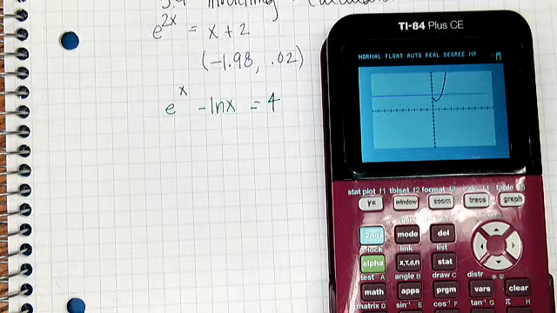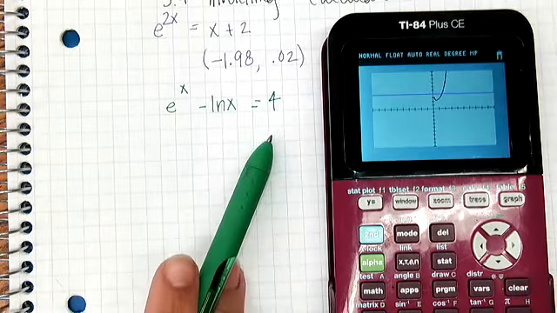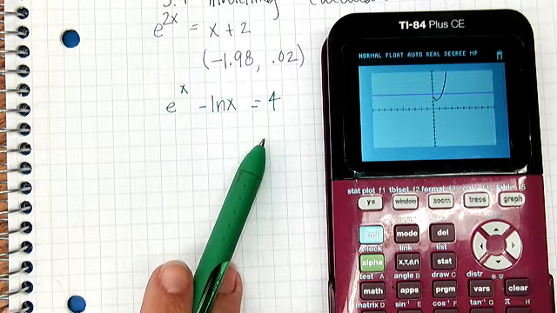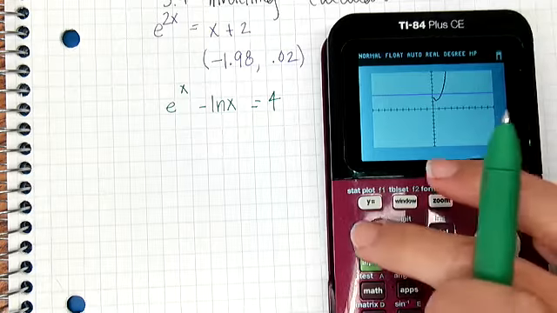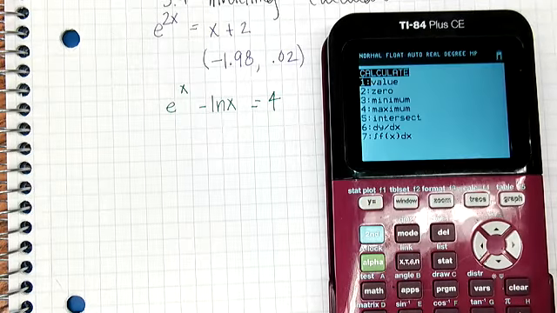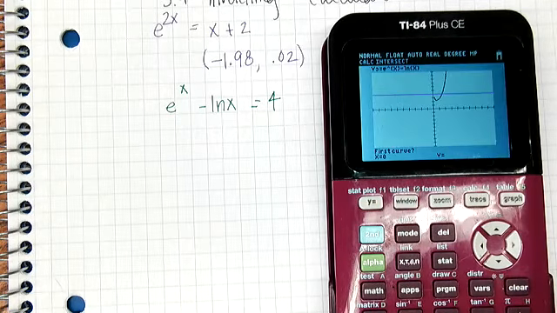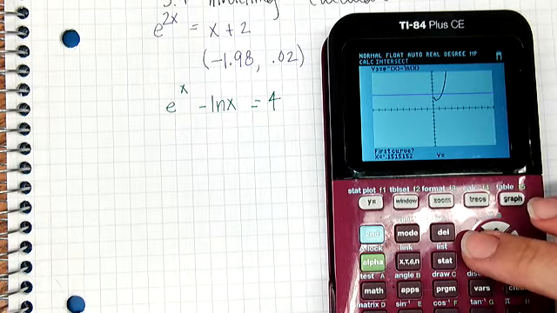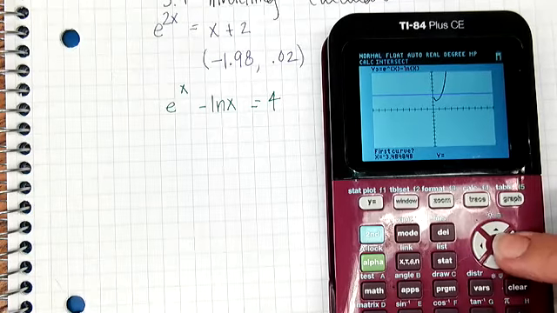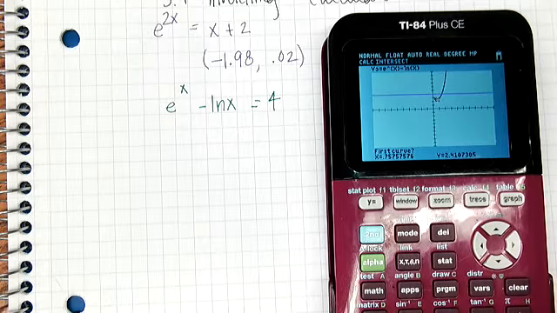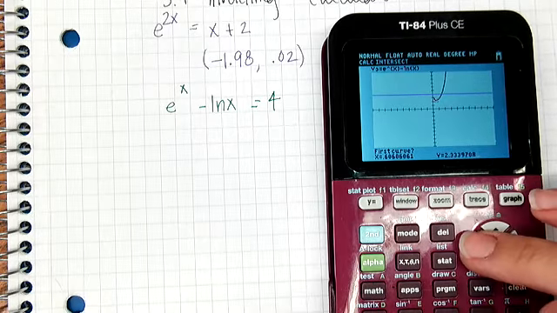So that first curve is e to the x minus the natural log of x. Y equals 4 is obviously a horizontal line. All right, let's see where the intersection is. So second trace for the intersection. First curve. So right now, my cursor isn't even on the graph. So I'm just using my right arrow key to kind of get my, there it is. I had to hold the right arrow key down to get it to show up.